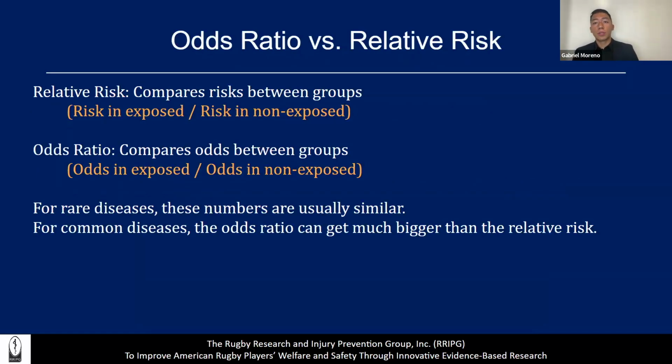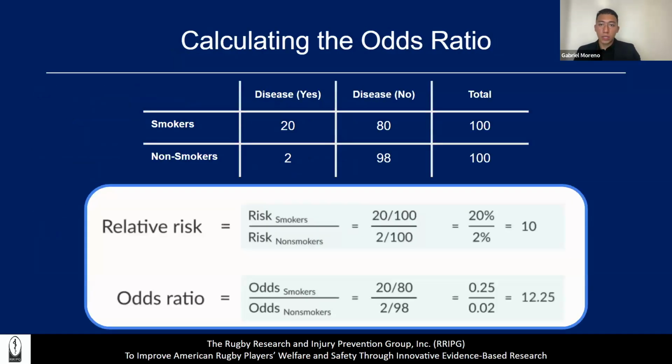Relative risk compares risk between groups, so risk in exposed versus non-exposed. But odds ratio compares odds between groups, like I said before, odds in exposed versus odds in non-exposed. For rare diseases, the numbers are usually similar, but for common diseases, the odds ratio could get much bigger than the relative risk. So let's go through an example, staying with the same track of smoking and lung cancer.